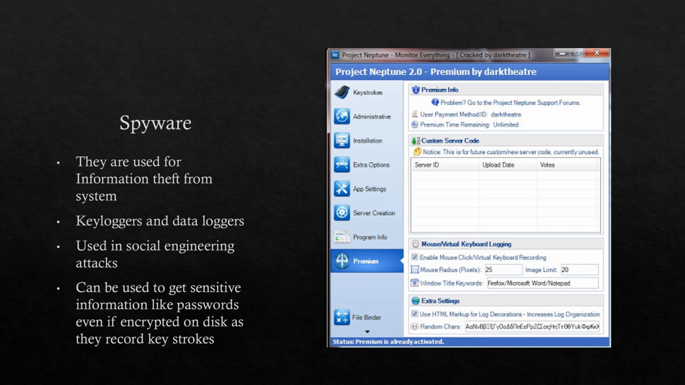So they don't essentially take the data from the network. It's not a man in the middle kind of an attack. Rather, spywares directly record data from the keyboard, and therefore, even if your data is encrypted or your passwords are encrypted when they're saved on disk, spyware still may be able to get that information and pass it over to the attacker.